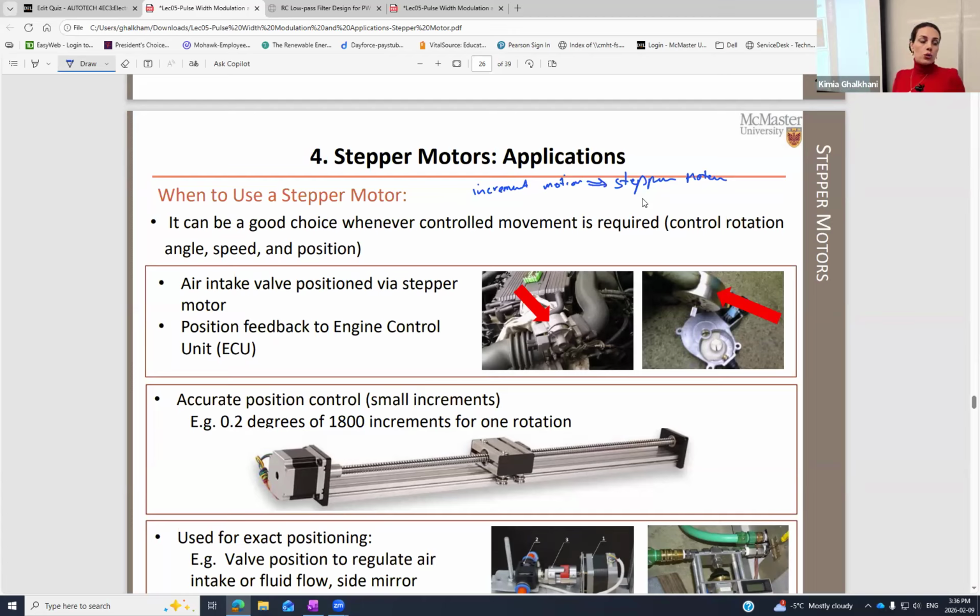For example, who can maybe give some example in which part of automotive we use, for example, a stepper motor? Some example, like for example, for your side mirror positioning. Side mirror positioning, we use a stepper motor. We do it incrementally. We don't do it directly. Another example, who can tell?